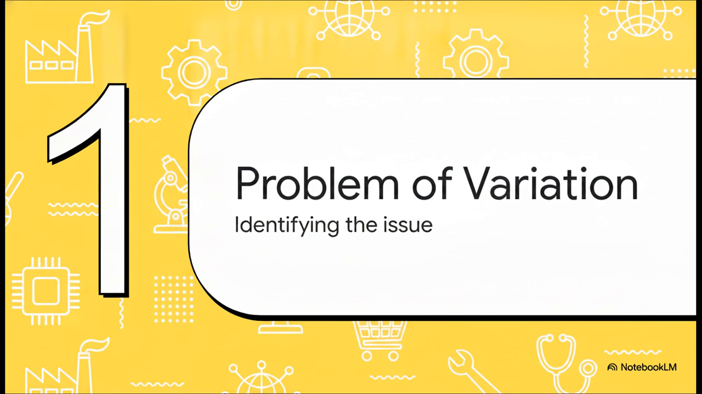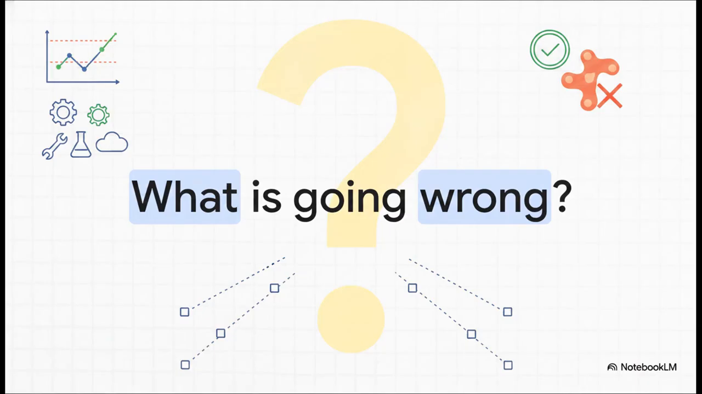Section 1. The problem of variation. Let's start with a universal challenge that pretty much every single industry on the planet has to deal with. When you're staring down a flawed process, you really have to ask this one fundamental question before you can even think about fixing it. What's going wrong?